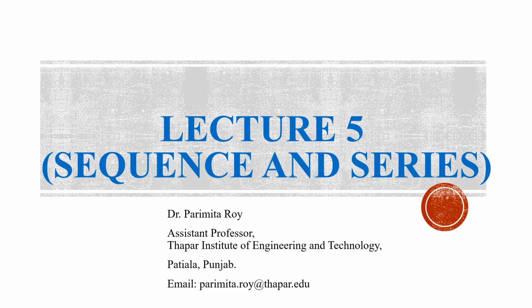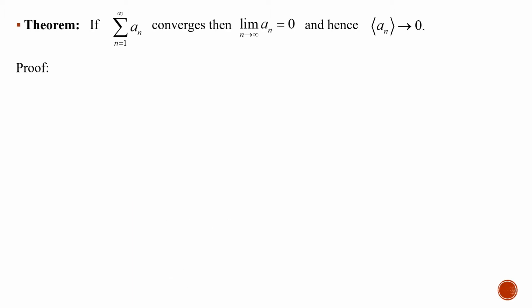So we will start with a very important theorem. The statement of the theorem is: if summation of an is convergent, then limit n tending to infinity of an will be equal to 0, and hence you can say that the sequence is converging towards 0. Now we will prove this, and the proof is very simple.